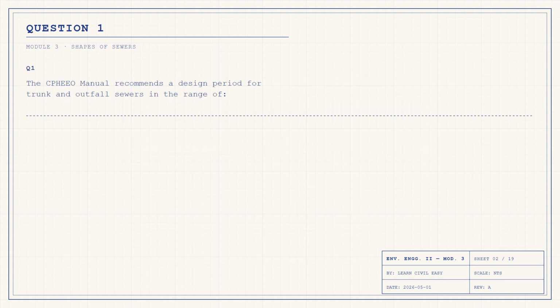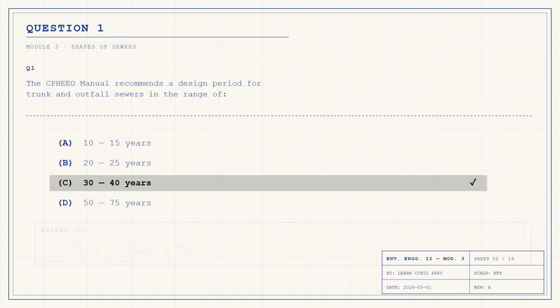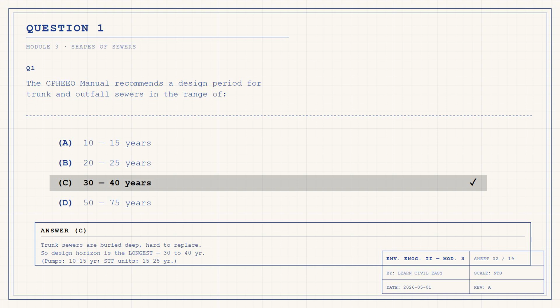As per the CPHEEO manual, the design period for trunk and outfall sewers, the correct answer is C, 30 to 40 years. Trunk sewers are buried deep and very hard to replace, so we design them for the longest horizon. By contrast, pumps and motors last only 10 to 15 years and treatment plant units 15 to 25 years.